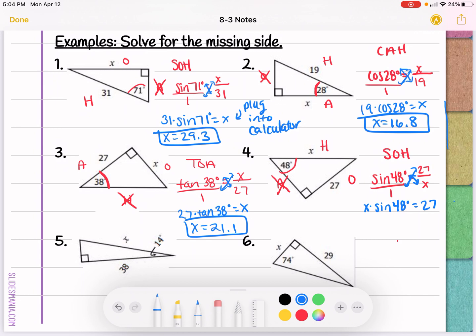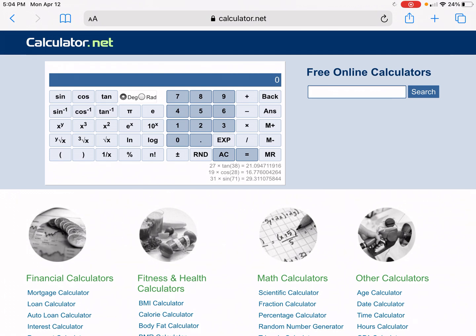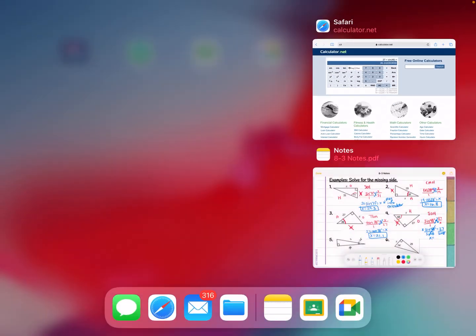So X is not by itself like in the other problems. They're multiplying it. The opposite of multiplying would be divide. So I'm going to divide by sine 48 on both sides. That way we can get X by itself. And now we just plug it into the calculator. So in the calculator, I'm going to plug in 27 divided by sine 48. This time it comes out to 36.3.